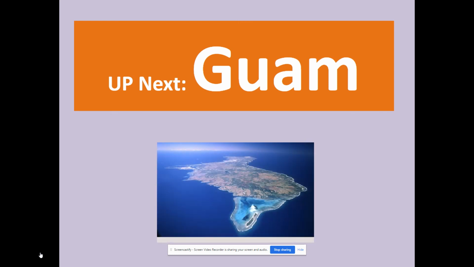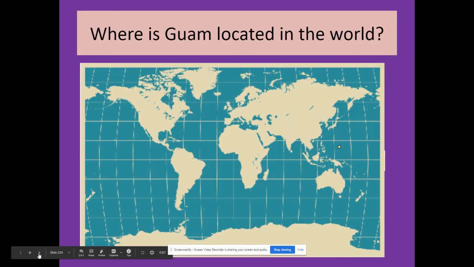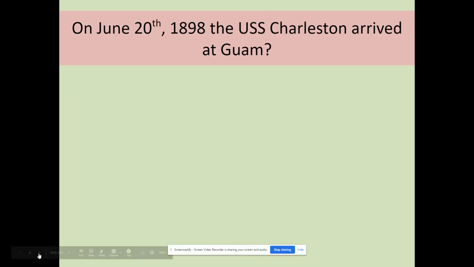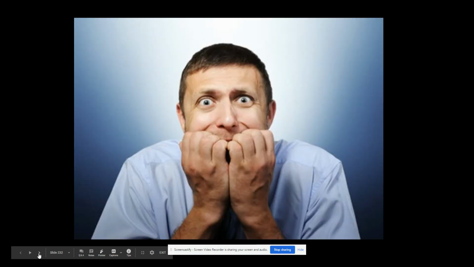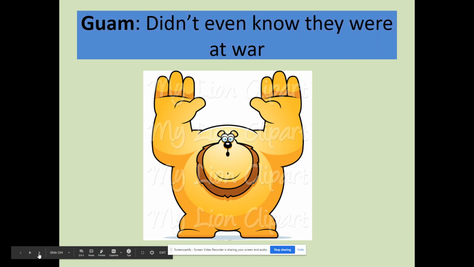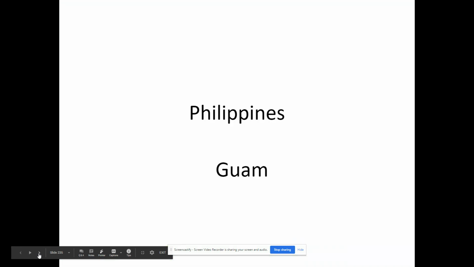Next up, we sailed to an island in the middle of the Pacific called Guam. Guam is just right here. The Spanish had that, and we came up to Guam. And on June 20th, the USS Charleston arrived at Guam. Now, when we arrived, immediately, a little fear of a big battle, right? Now, Guam didn't even know we were at war. Apparently Spain should have texted them on their cell phones, but those didn't exist. They didn't even know. So Guam was taken without firing anything.